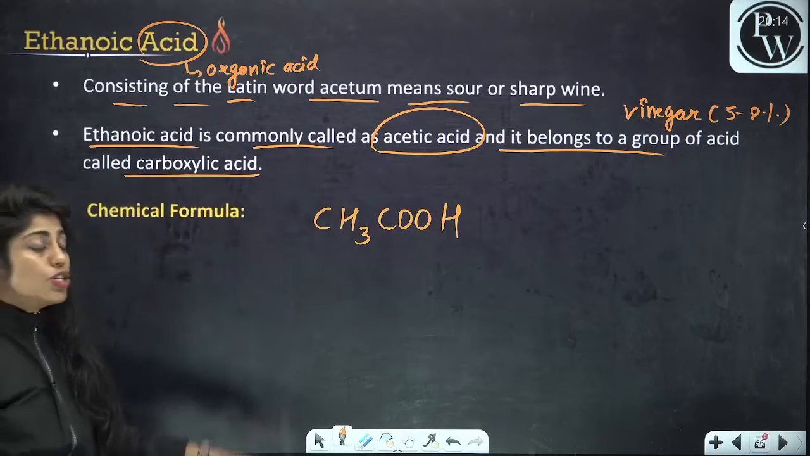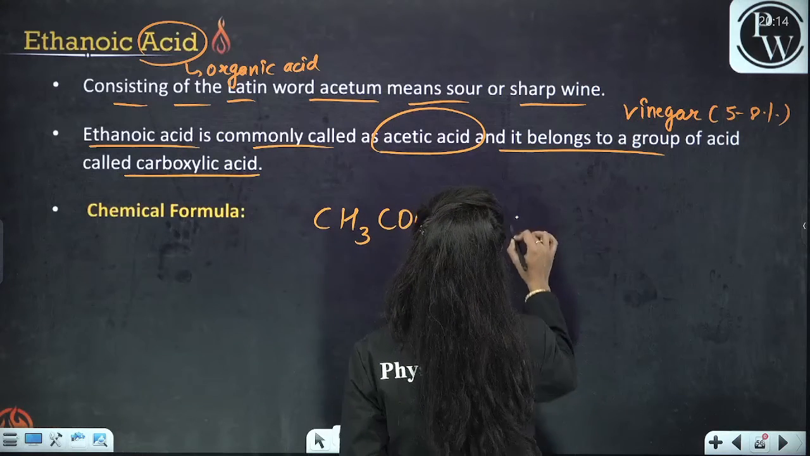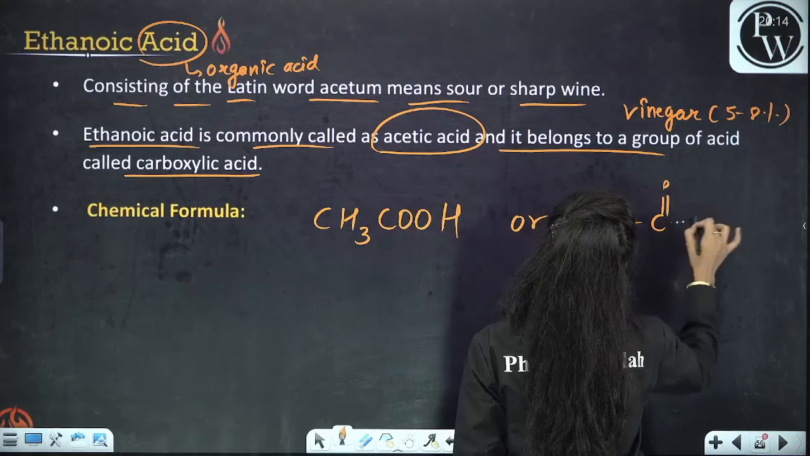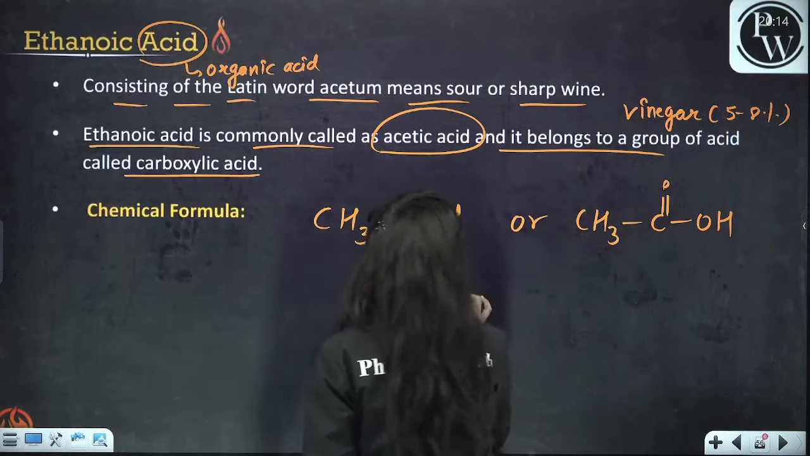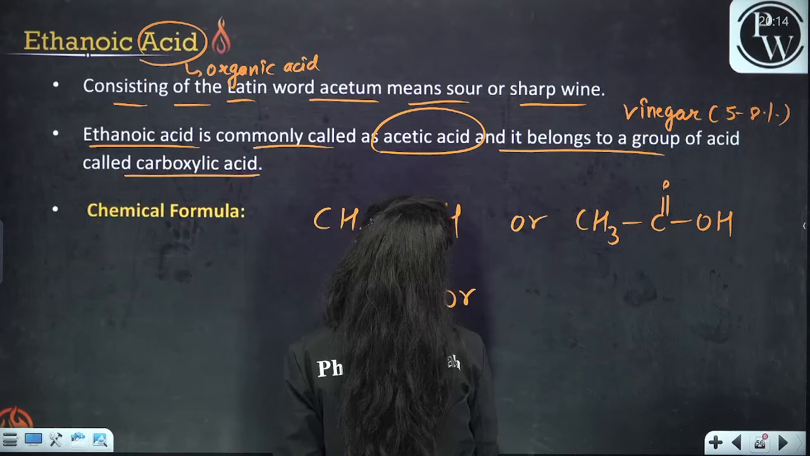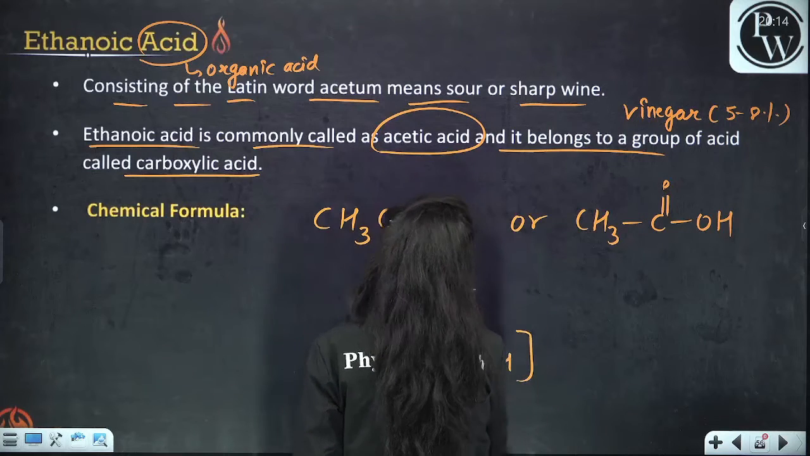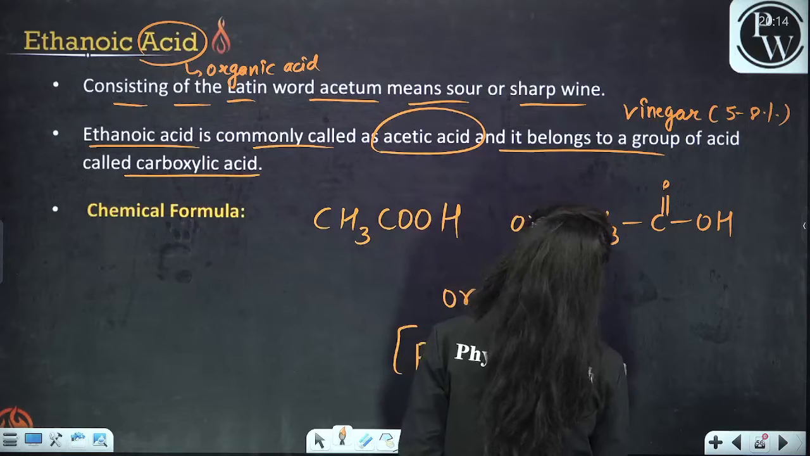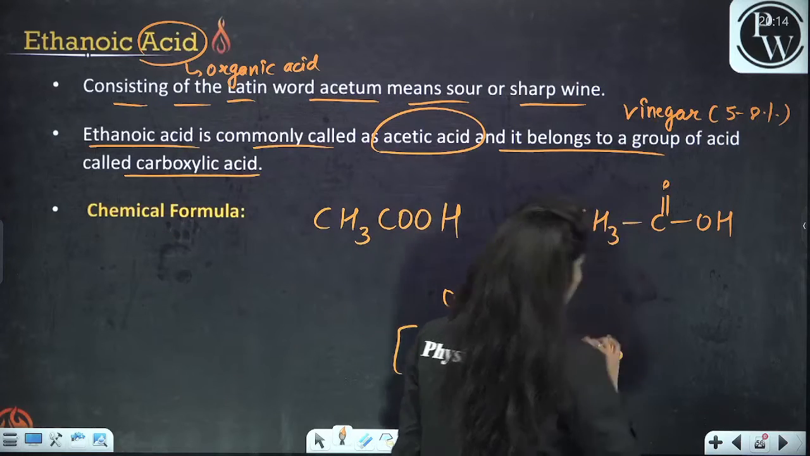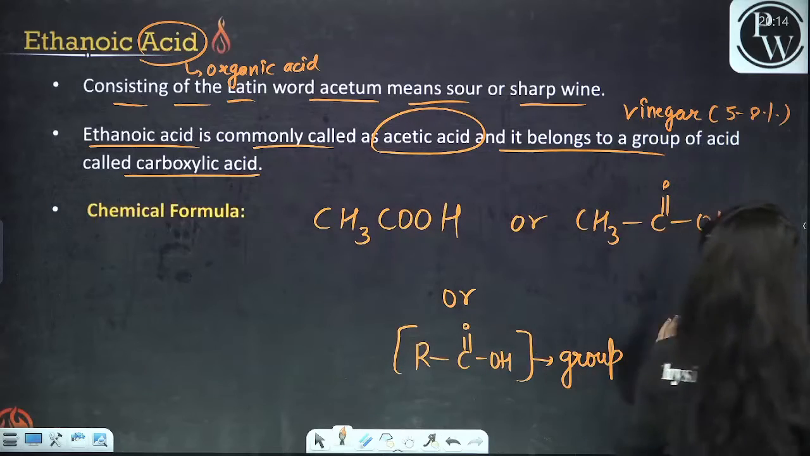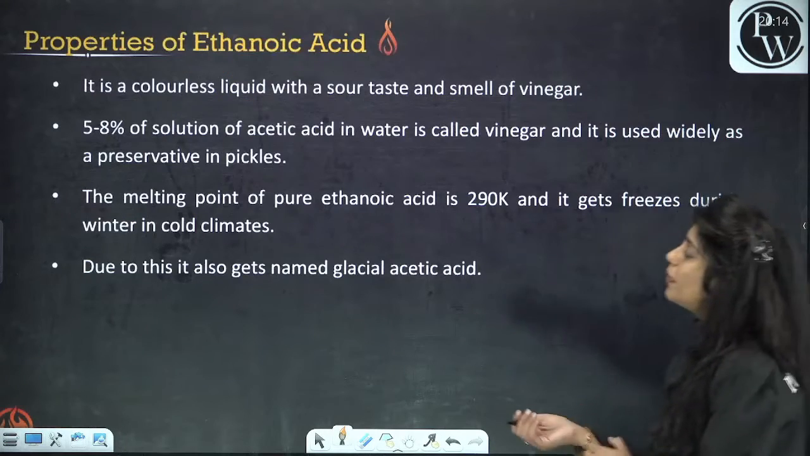Are we good? So this is your acetic acid, or you can also write it like this, CH3COOH, or you can also write it RCOOH. This is your carboxylic group, the family of acetic acid. Then the R group can be anything. Now we have the properties of ethanoic acid.